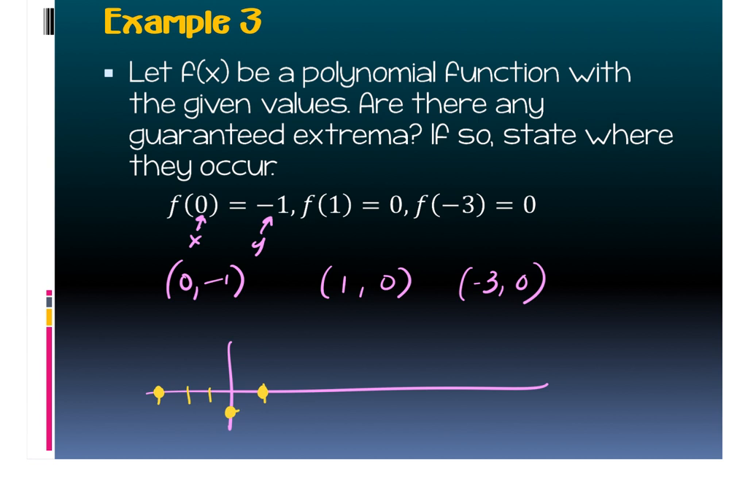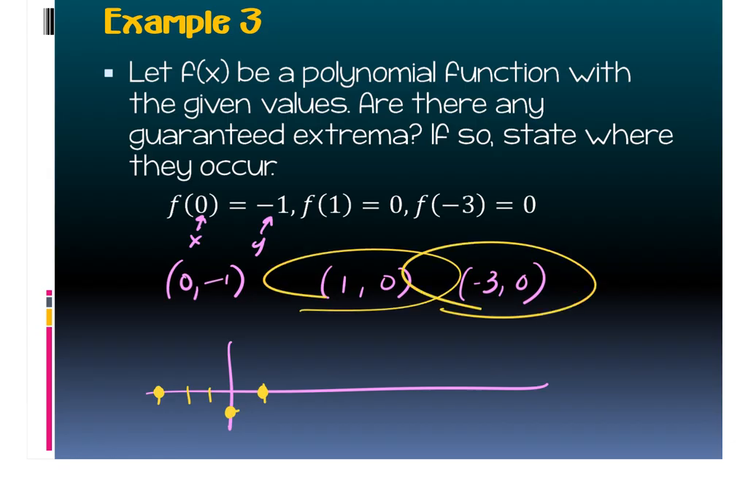How many of these are zeros? 2. Which ones? The 1, 0 and the -3, 0, because your y is 0, right? When the y is 0, that is a zero, okay? So, are there any guaranteed extrema? Yes. Where is it? Between the 1 and -3. Good. Yes. Between -3 and +1.